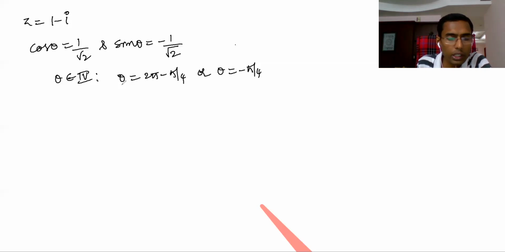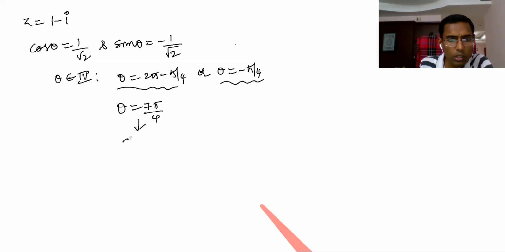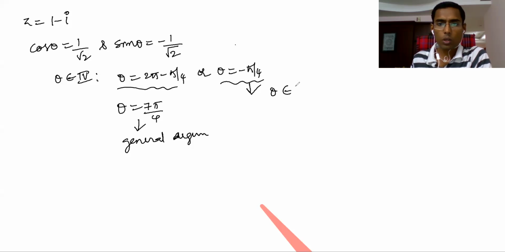All right. But here, what is the argument? If at all you take theta equal to 7 pi by 4, this is the general argument. And this is the principal argument, because this theta belongs to minus pi to pi closed. Therefore, this theta is the principal argument.